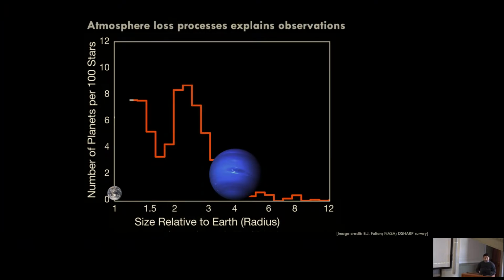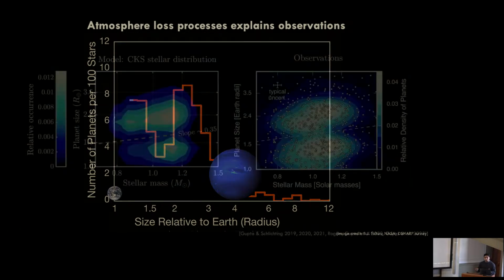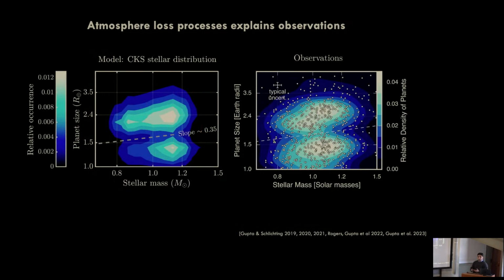And what we have come to realize is that atmospheric loss processes can explain these observations. The idea being that your typical planet starts with a hydrogen-dominated atmosphere. Some of them lose that atmosphere over time and become rocky planets. Others keep it. And in this way, these atmosphere loss processes can very well explain the observations.